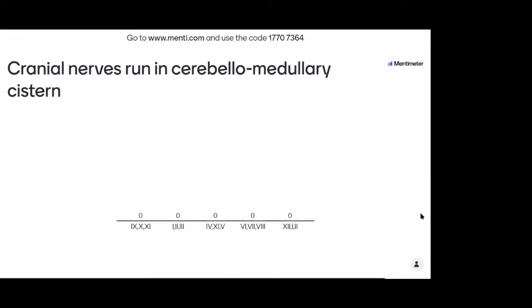So my last question for today's session was, which cranial nerves run in the cerebellomedullary cistern? Option 1 is 9th, 10th, 11th. Option 2 is 1, 2, 3. Third option is 4th, 9th, 5th. Fourth option is 6th, 7th, 8th. And fifth option is 12th, 1st and 2nd.